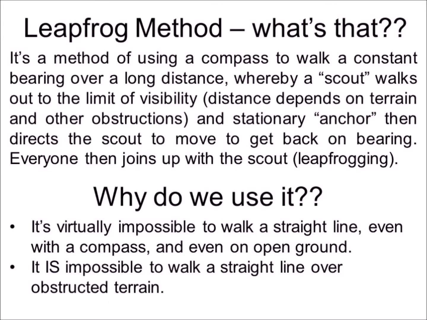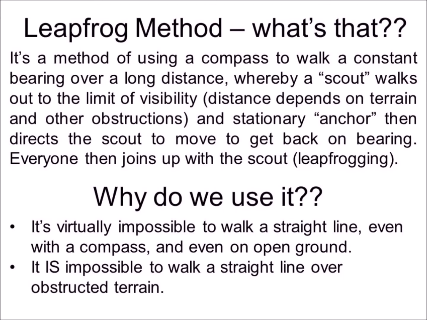You're going to hear about leapfrogging and the leapfrog method a lot in this video, so let's talk about it a little bit. What is it? Leapfrogging is a method of using a compass to walk a constant bearing, often called a transect, over a long distance, whereby one person, called the scout, walks out to the limit of visibility, which is determined by the kind of terrain and other obstructions in the way, such as vegetation or buildings. Then the stationary anchor back at the starting spot directs the scout to move in such a way that he or she gets back on bearing.